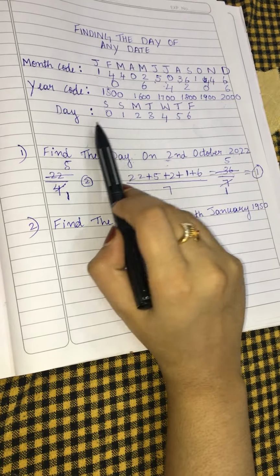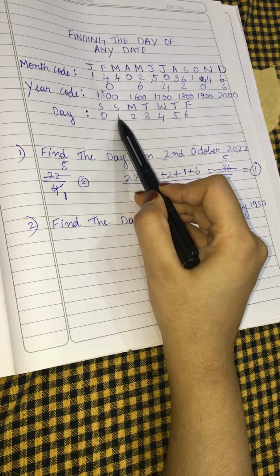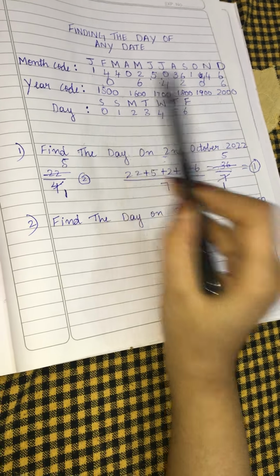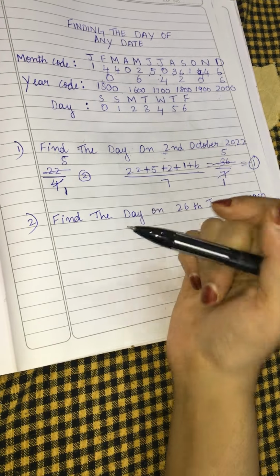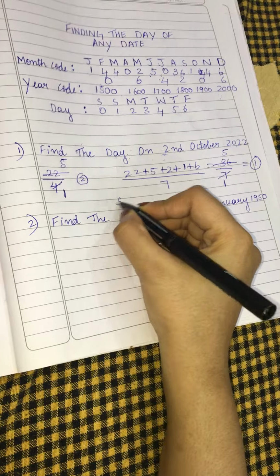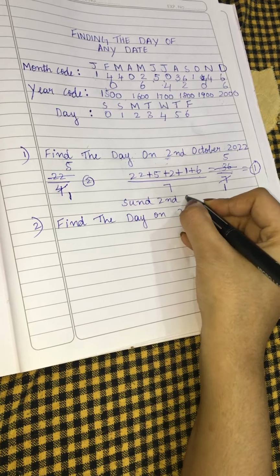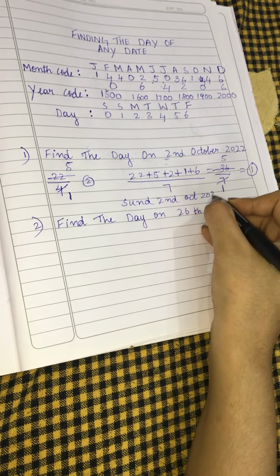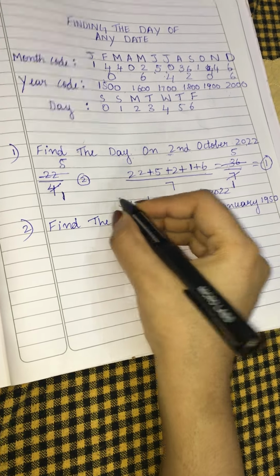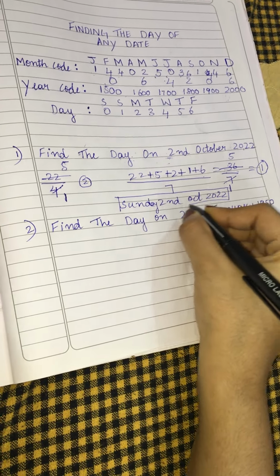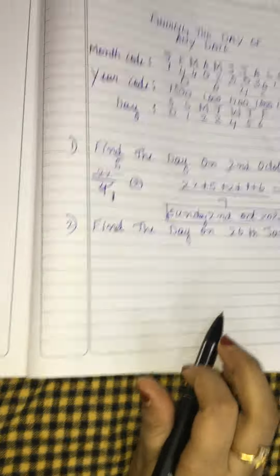Now we will come to the day code. For 1, which is the day here? The day is Sunday. So the day on 2nd October 2022 is Sunday. So our answer is Sunday, 2nd October 2022 is our answer. Sunday is our answer.